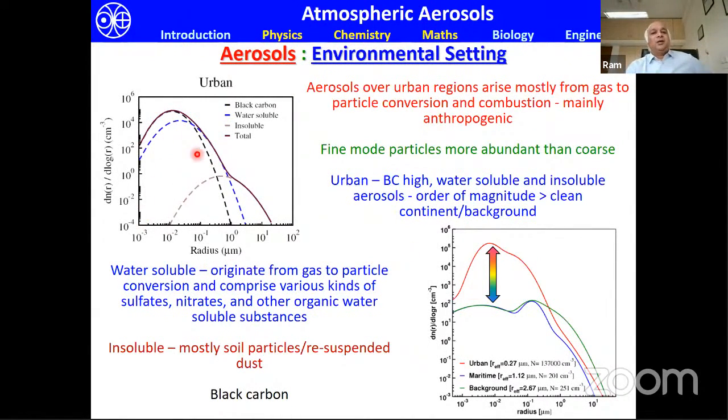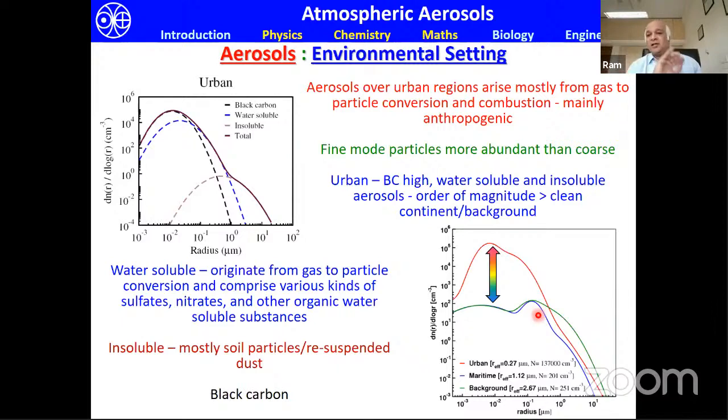So we come back to the aerosol distribution, the urban distribution, which we saw. We know that aerosols over urban regions are mostly from gas to particle conversion and combustion, mainly anthropogenic. Typically, particles in the fine mode, meaning less than 1 micrometer, are much, much more numerous than particles that are larger than 1 micrometer. Typically, the aerosols over the urban regions, especially in the fine mode, are more than 1 order of magnitude higher when compared to a clean continental or a background or a marine region.